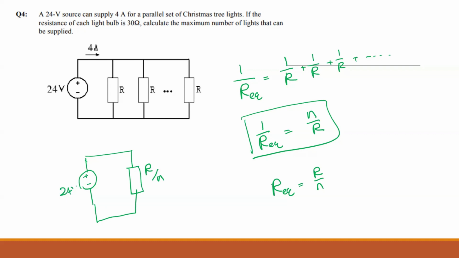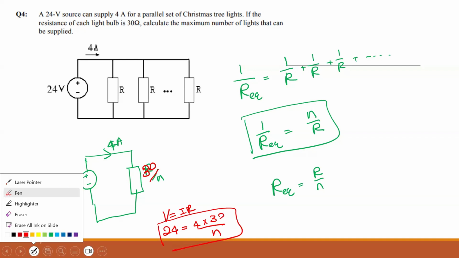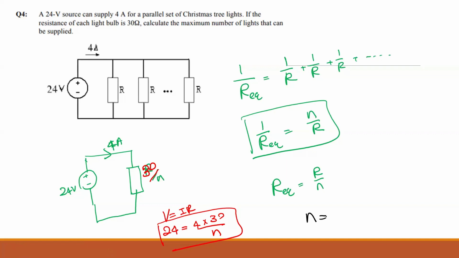And this is 24 volts and this current is 4 amps. Now, R is given to us as 30. If you apply V equals IR to this, you can say 24 is equal to 4 times 30 divided by N. You rearrange this equation, make N the subject, and find N. So N is equal to 4 times 30 divided by 24. So this is 4 times 6, 6 times 5. So N is equal to 5, which is what you got.